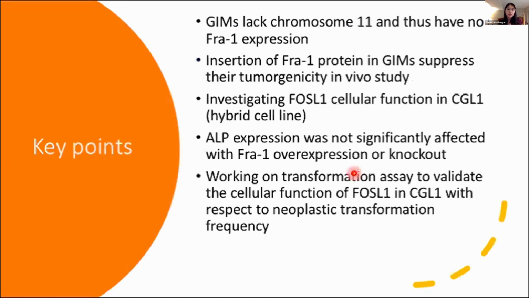So certain key points that I would like to leave the audience with is that GIMs lack chromosome 11, and thus they do not express FRA1 protein. And if we insert FRA1 protein in GIMs, that will suppress their tumor growth in vivo. We're currently investigating the phosphatase cellular function in the CGL1 cell line, which is a hybrid cell line, so it has multiple different chromosomes in it. Alkaline phosphatase expression was not significantly affected with FRA overexpression or knockout. And we're currently working on the transformation assay and the gene expression assay.